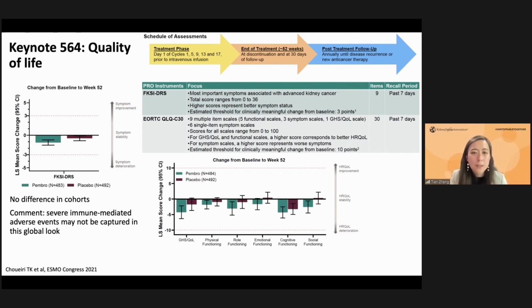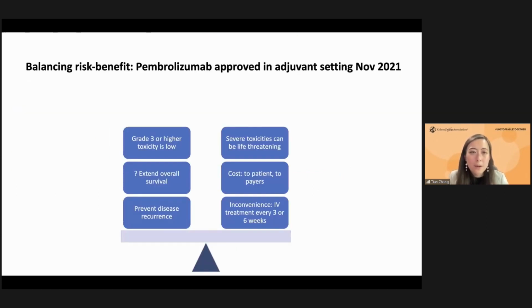And the comment here, I do think severe immune-mediated adverse events may not be captured as well on this more global look at patient cohorts. So certainly still a patient-driven decision. Pembrolizumab was approved in the adjuvant setting about 6 months ago in November 2021. I think it's still a discussion about how we're certainly preventing disease recurrence. There's a question, and more data is needed before we can say that it'll extend overall survival or help patients live longer.